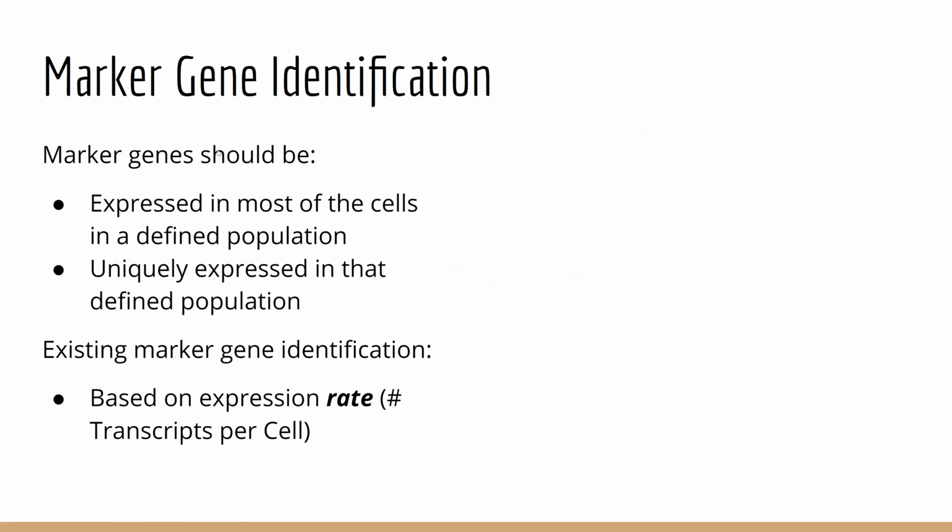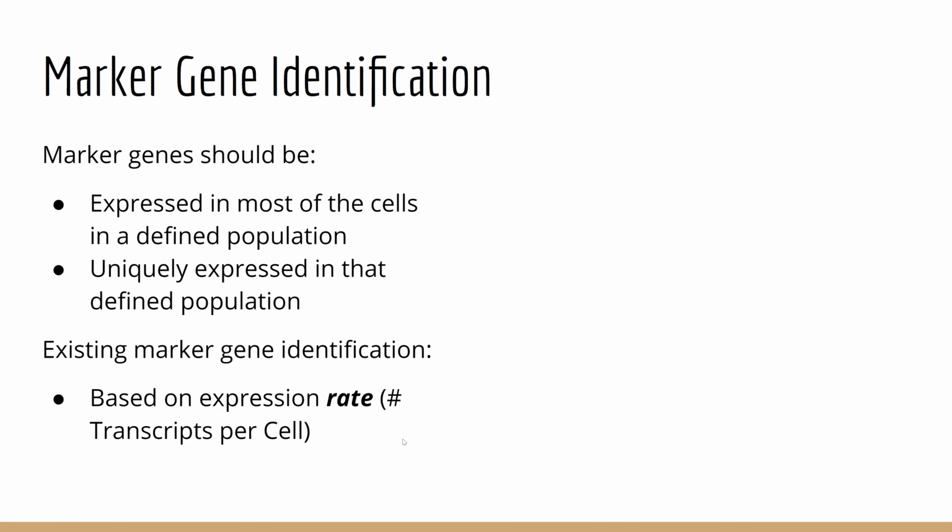A quick aside about marker gene identification. When we think conceptually about marker genes from a biological perspective, we want a marker gene to be expressed in most or many of the cells in a defined population. You also want them to be uniquely expressed in that defined population. And you don't really care about the expression level. If you have a neuron that is expressing twice the level of marker gene as another neuron, you're not going to say that it is more markered than the other neuron. They're both neurons because they both express the marker gene.